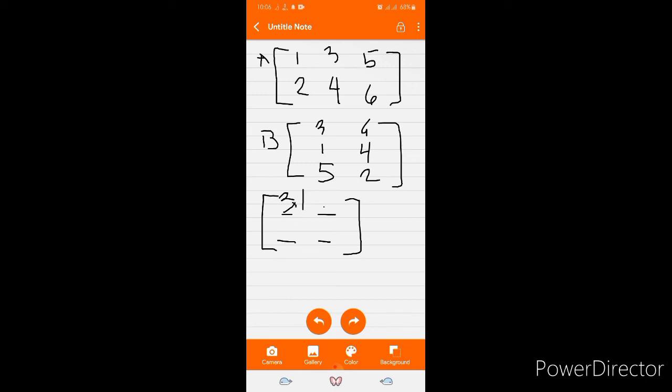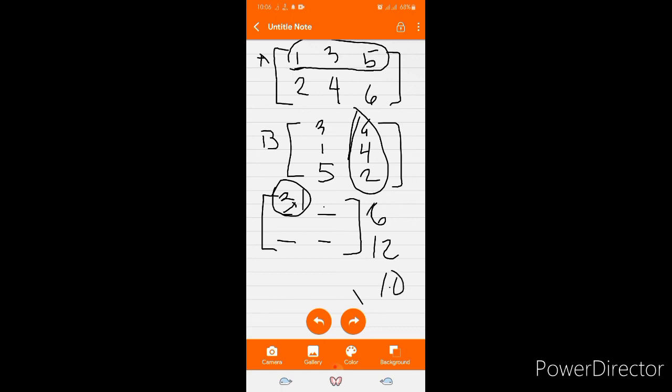Next is to find this. Since it is in the first row and in the second column, same as the procedure in finding this, multiply each term. 6 times 1 is equal to 6, and 4 times 3 is equal to 12. 2 times 5 is equal to 10. So add all of this. 6 plus 12 is equal to 18, plus 10 is equal to 28.